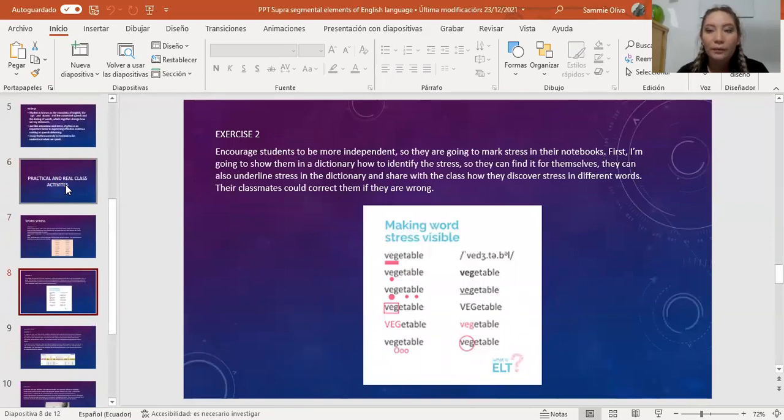Exercise number 2. Encourage the students to be more independent. So they are going to mark stress in their notebooks. First, I'm going to show them in a dictionary how to identify the stress so they can find it for themselves. They can also underline stress in the dictionary and share with the class how they discover stress in different words. Their classmates could correct them if they are wrong.